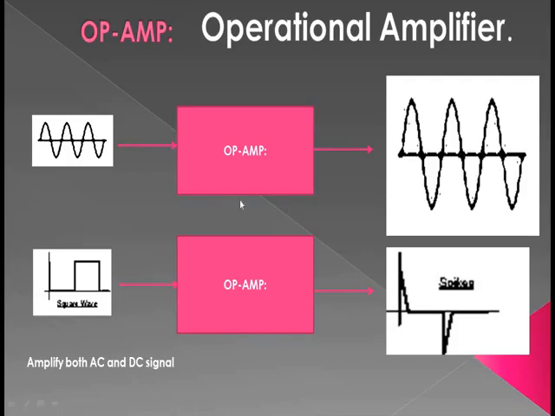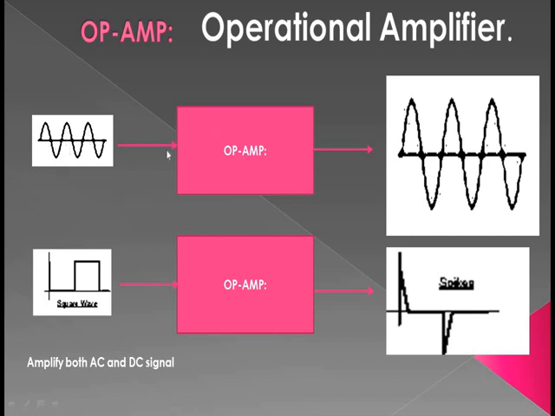Next point is op-amp. Op-amp stands for operational amplifier. Output of sensor is very weak. To increase the output of sensor, we use operational amplifier. This circuit increases the strength of the signal.